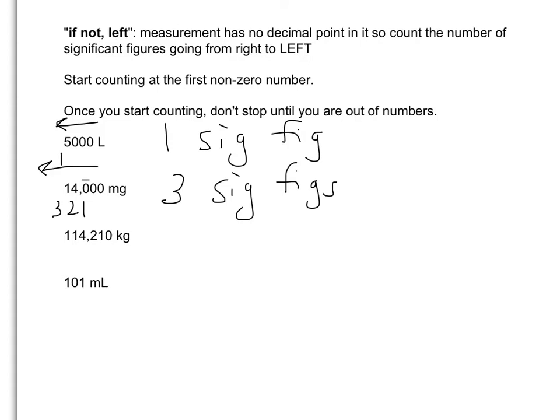Now, don't get carried away with that bar over the zero. We never use that in decimal place values. In 114,210 kilograms, no decimal point, count to the left. And the first number is a zero, so we're going to skip it. We've got five significant figures. And then finally, in 101 milliliters, no decimal point, count to the left, one, two, three. So three sig figs.